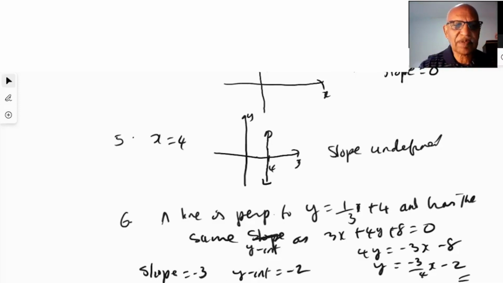Therefore, my equation will be y equal to minus 3x minus 2. This is my new line, which is perpendicular to this and has the same y-intercept as the second line. So those are simple examples for these lines.